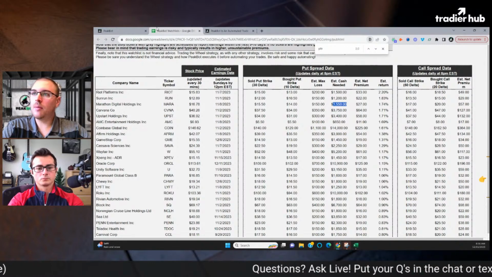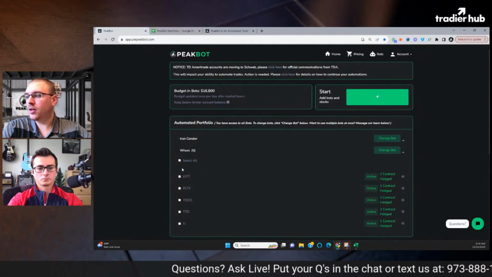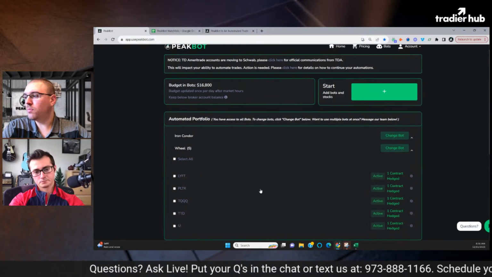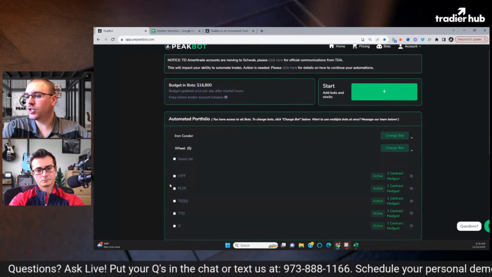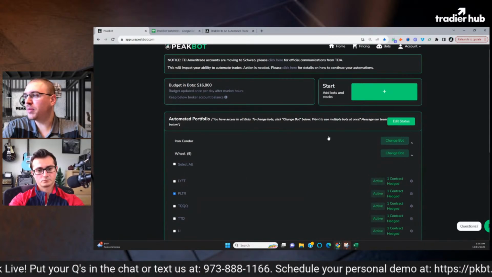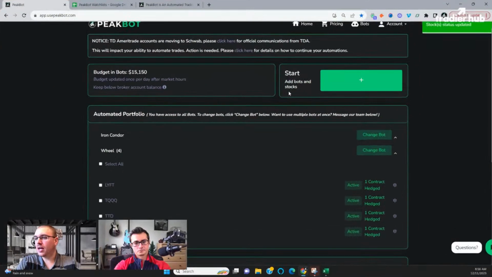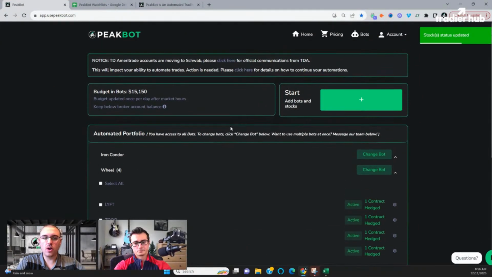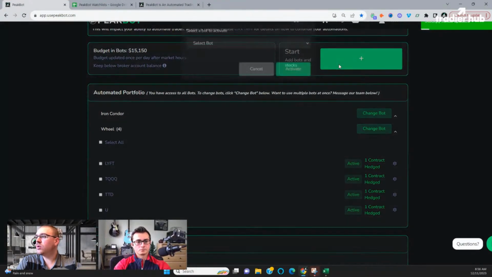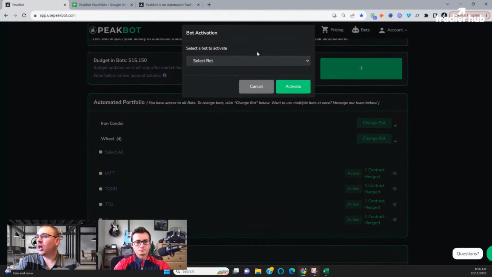So I'm going to come back to the PeakBot app here. What I'm actually going to do is remove Palantir. You can do this a number of ways, but you can check off the box, click Edit Status, and I'm going to remove that stock. So Palantir is now gone. The next thing I'm going to do is click on the big green plus sign here to get started. So, 3 steps.